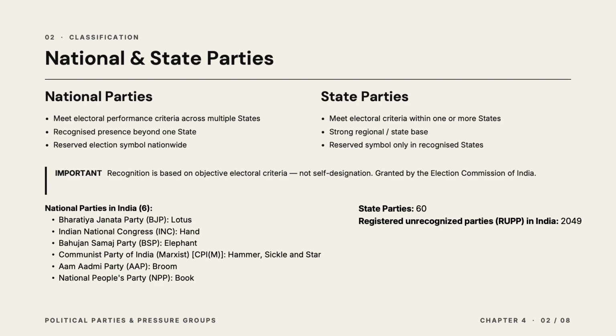But national party status is given to state parties or whichever party wishes to gain national party status. But there are requirements, which we will learn about later. They have to meet criteria. And these are the 6 national parties. Back then we had others, but right now there are 6 national parties in India: the BJP, INC, BSP, CPIM, AAP, NPP. I've given you the symbols as well.